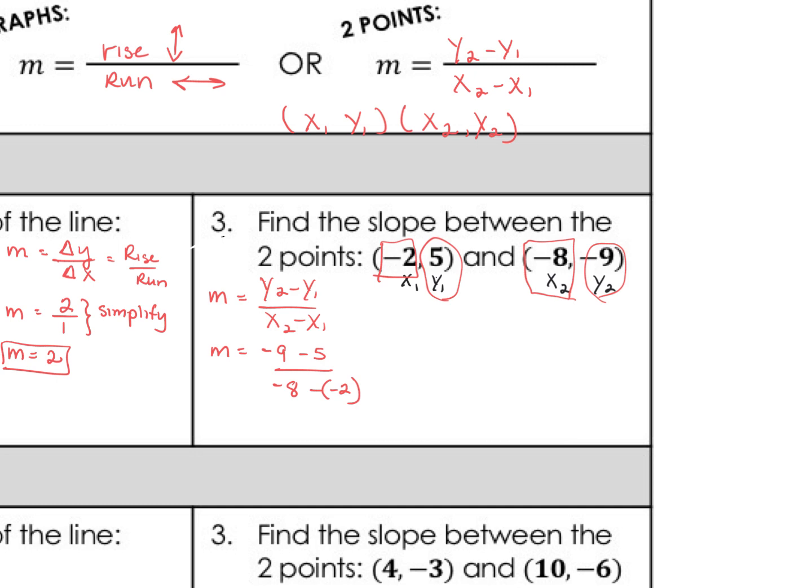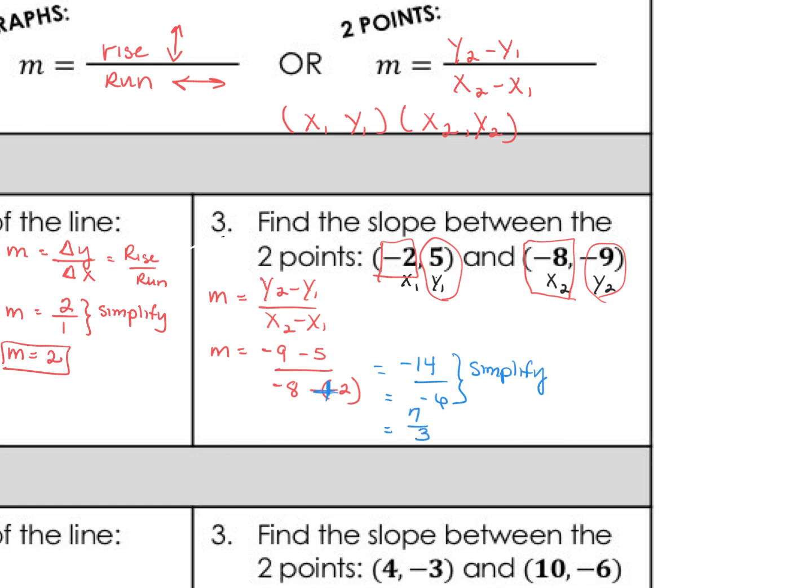Now, again, the rule states that when you have two negatives together, you make that a positive. So negative 9 minus 5 is negative 14. And negative 8 plus 2 is negative 6. And again, we need to simplify. And when we simplify, our slope then becomes 7 over 3.